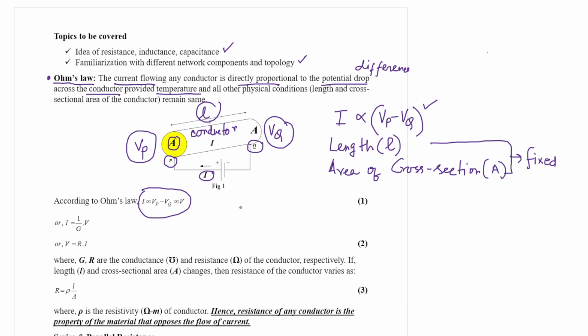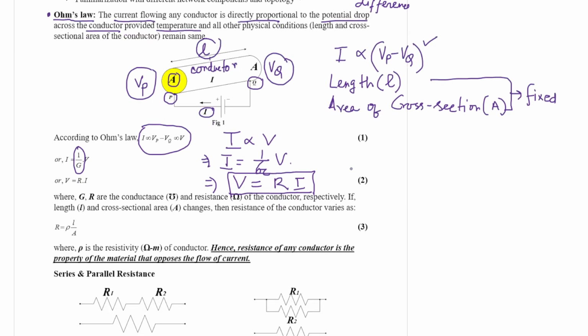Now Vp minus Vq we can say is proportional to V, that is nothing but the potential difference. It is equation number 1. Now if you bring the constant of proportionality, which is 1 by G, so I is equal to 1 by G into V, and therefore from this equation we get a very well known equation, V is equal to Ri, which is the well known form of Ohm's law. V is equal to Ri, where what is G?